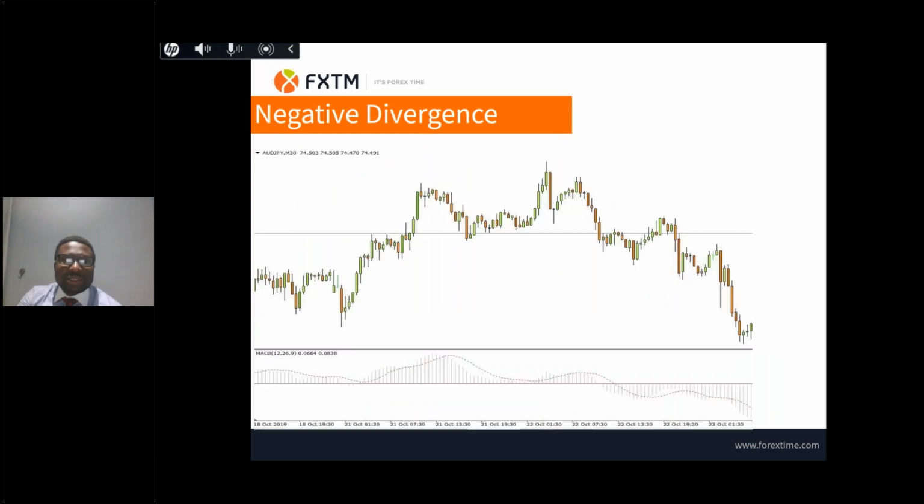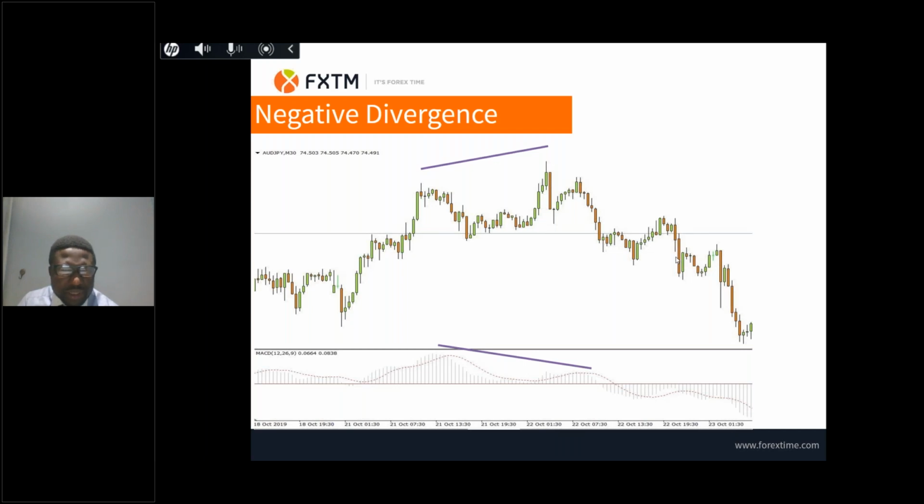Okay, let's look at another example here. Before price fell, look at our highs. Price was making higher highs, but the indicator was making lower highs.